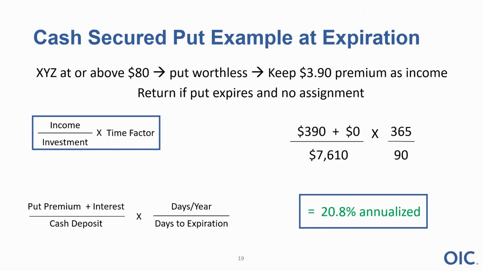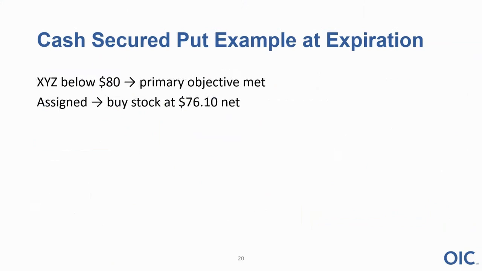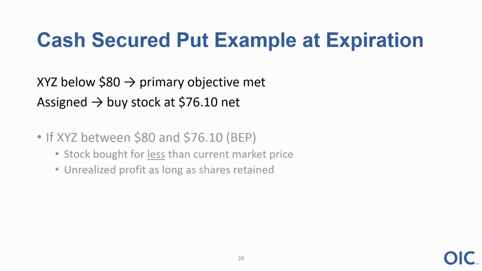Now, we also have different scenarios. What if the stock finishes below 80? Well, our primary objective is met, right? We wanted to buy those shares below 80. Because we collected $3.90, we're actually buying the stock theoretically for $76.10. If stock finishes somewhere between that $80 and our break-even point of 76.10, again, we accomplished our objective.